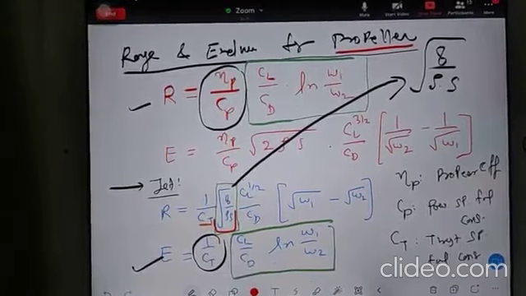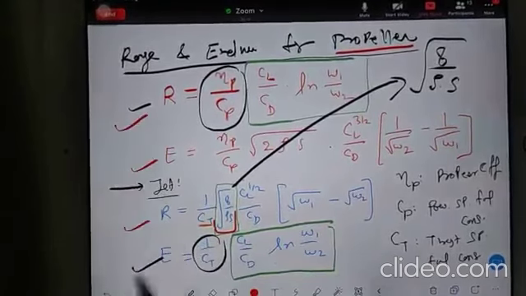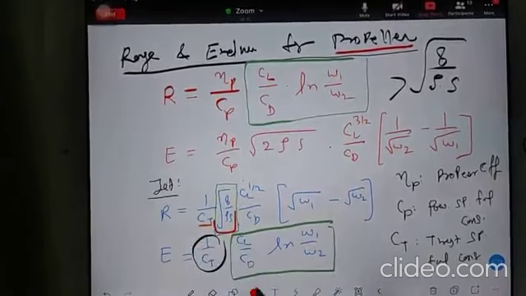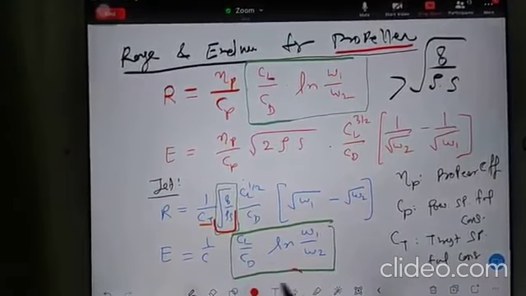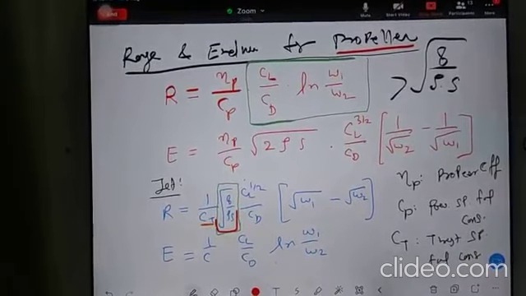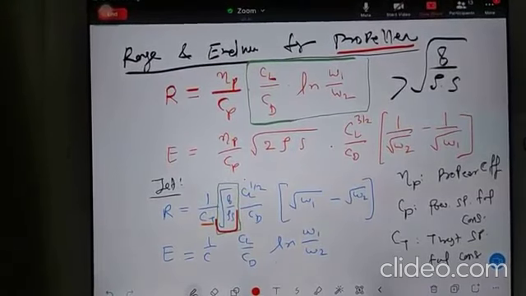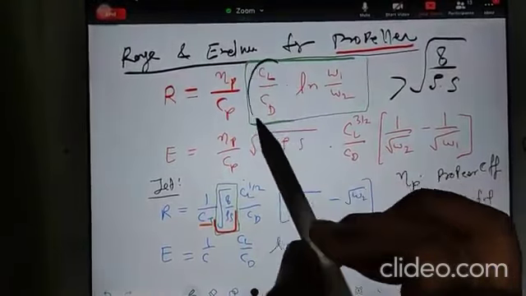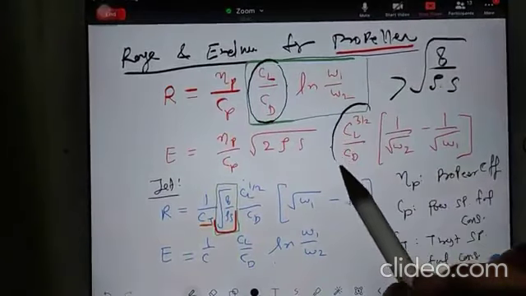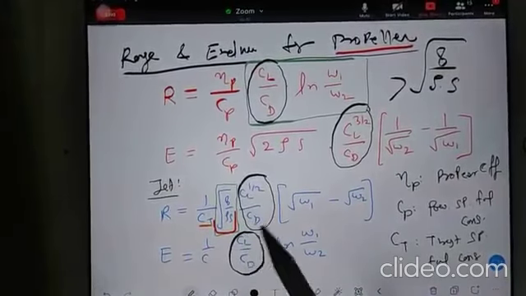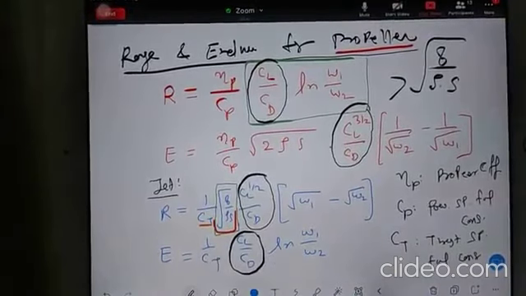Now, by using these formulas, what kind of theoretical question can you crack easily? For example, if I am asking, any propeller aircraft wants to fly so that it should achieve maximum range, in what condition should it fly? For that you should check these values: CL by CD, CL power 3 by 2 by CD, CL power 1 by 2 by CD. These values you should keep in mind.